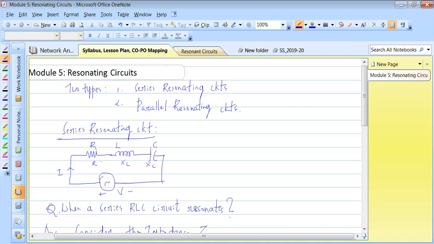See here. So if you come here, we can call them resonant circuit or resonating circuit. We can call them anything. Fine. Now, series and parallel circuits are there in your syllabus. We'll be covering series resonance circuit.